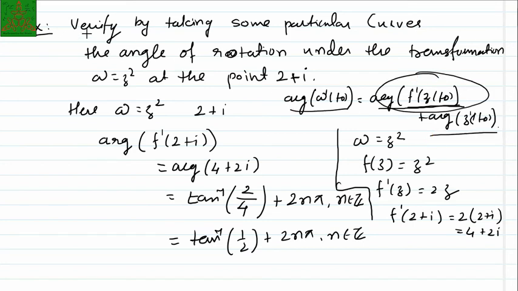Here the question was by taking some particular curves, so I need to take some particular curves here. Let us assume one curve which is passing through this point. You can take any curve. Let us consider the curve y equal to x minus 1, and it is passing through the point 2 plus i. You can check by substituting the value here.